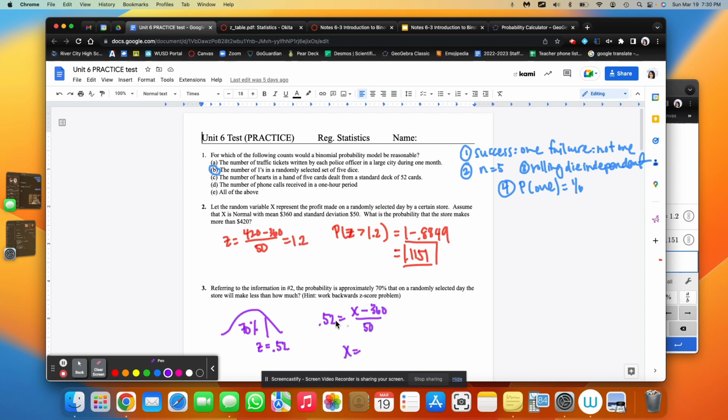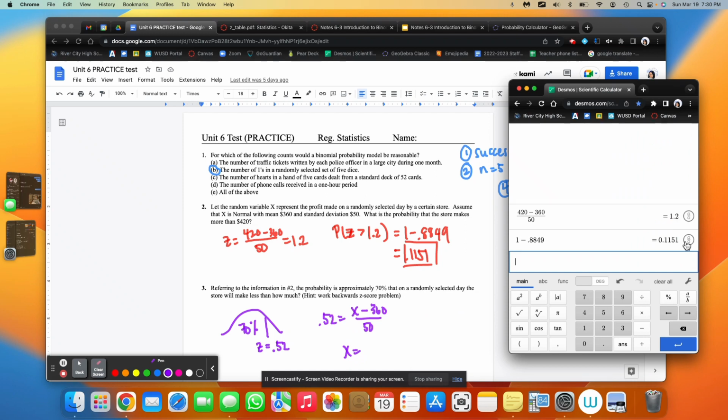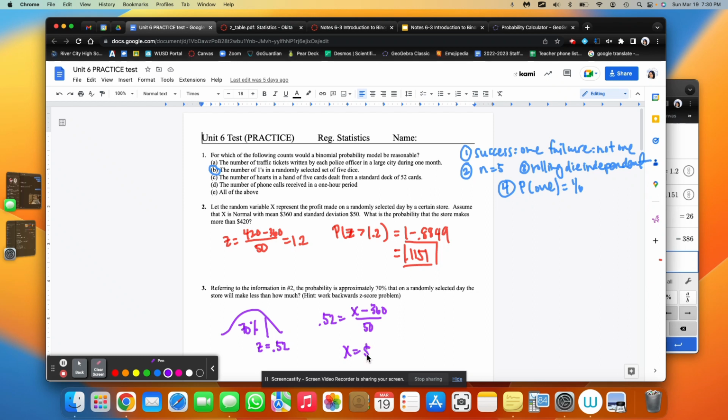So to figure out x, we're going to multiply by 50. So 0.52 times 50, and then we're going to add 360. That's going to be 386. So the probability is 70% that on a randomly selected day the store will make less than $386.